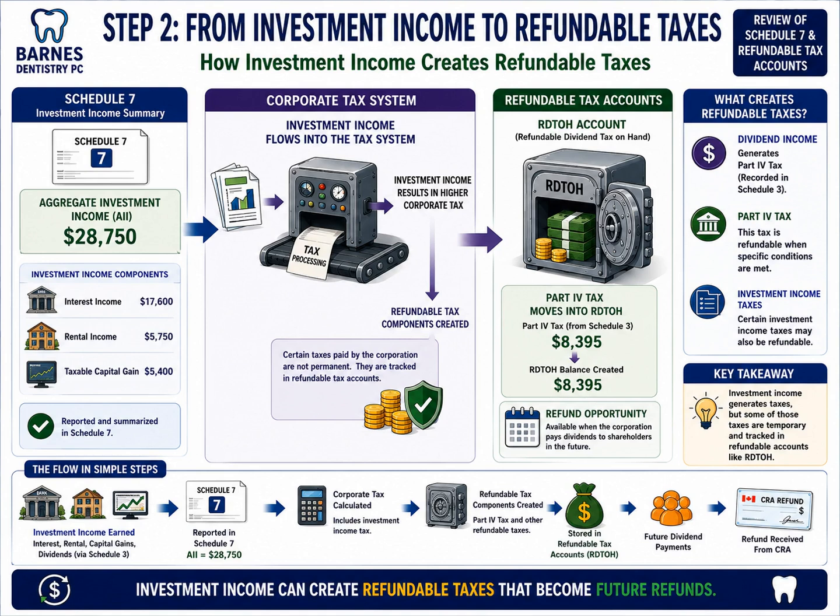The key takeaway from this slide is simple. Schedule 7 does more than summarize investment income. It begins a chain of events that can eventually lead to refundable tax accounts and future tax refunds. For Barnes Dentistry, investment income flowed through Schedule 7, entered the corporate tax system, contributed to refundable tax balances, and created future refund opportunities through the RDTOH mechanism.